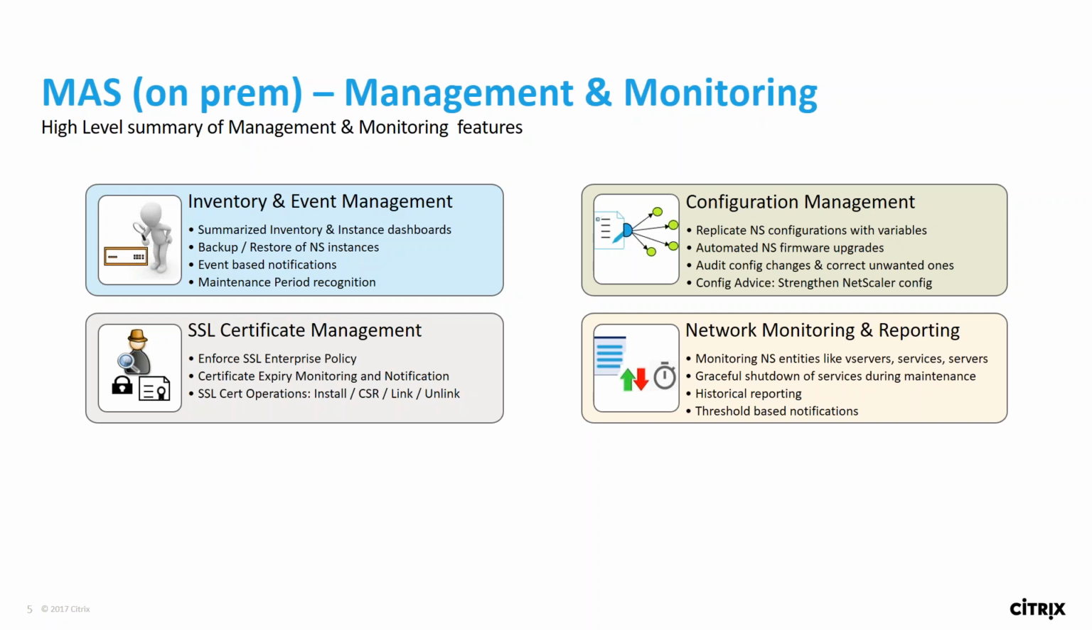Next, I'd like to highlight the next module, which is network functions and network reporting. So these are the modules which will show you the complete list of entities across all your managed NetScaler instances, be it vServers, services, service groups, servers. All those will be listed and you can monitor them using this module and also enable and disable these entities as required. MAS will also allow you to gracefully shut down services, which would be helpful during your maintenance periods.